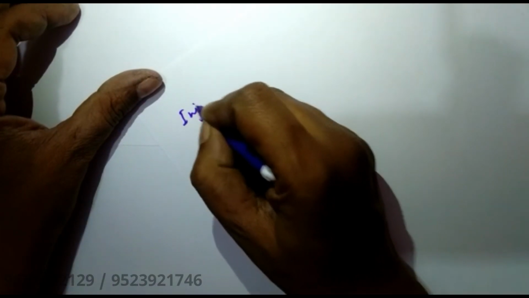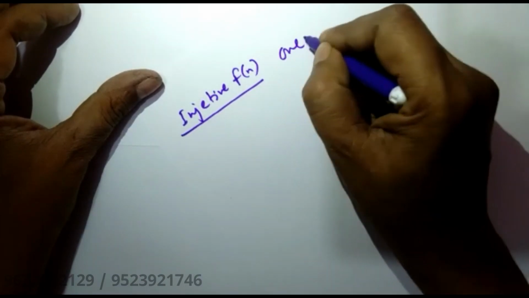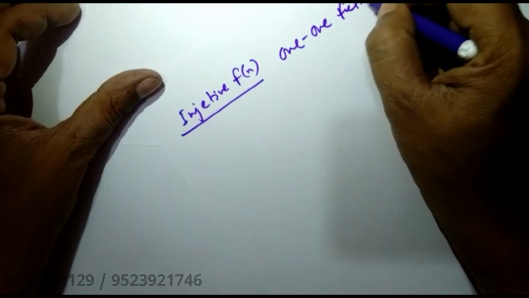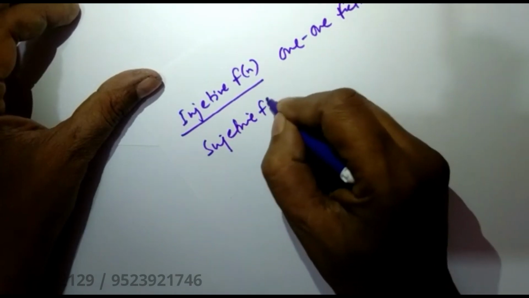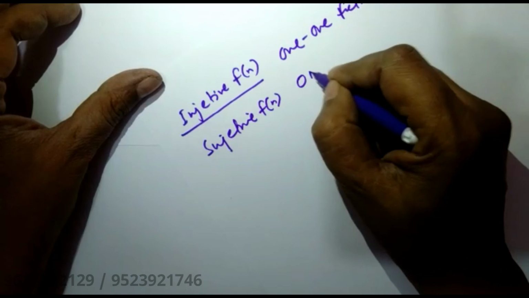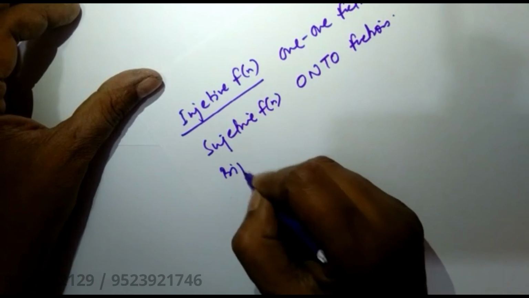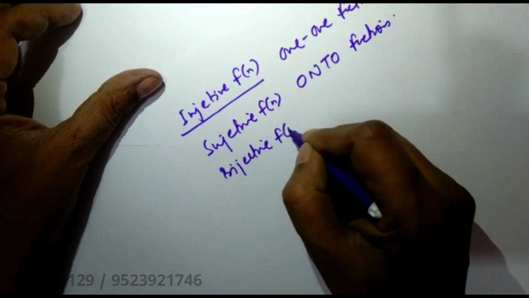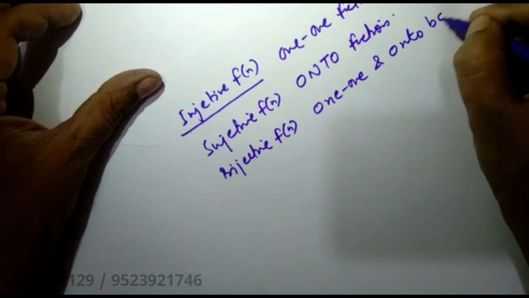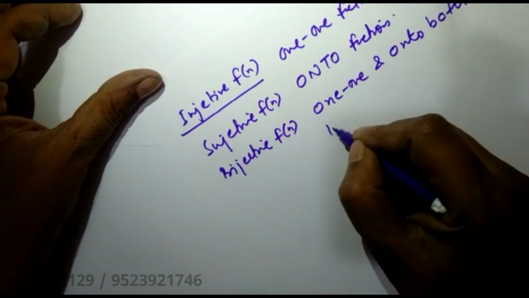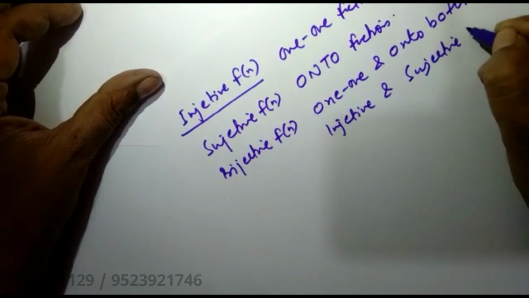Injective function means one-one function. Surjective function means onto function. Bijective function means one-one and onto both. That means injective and surjective both.